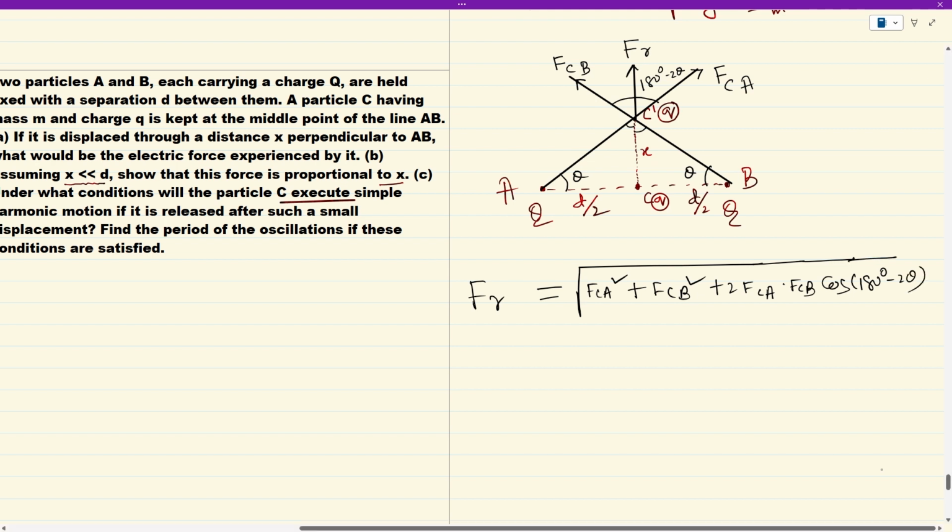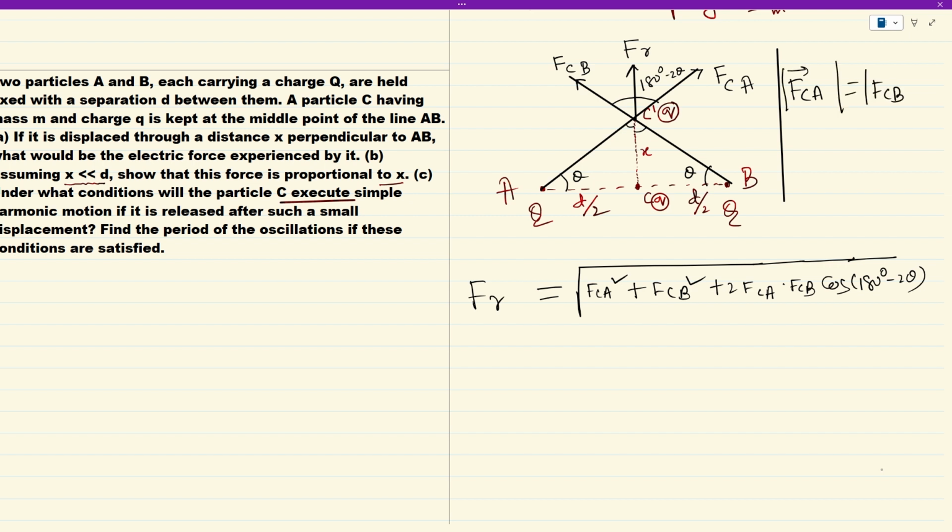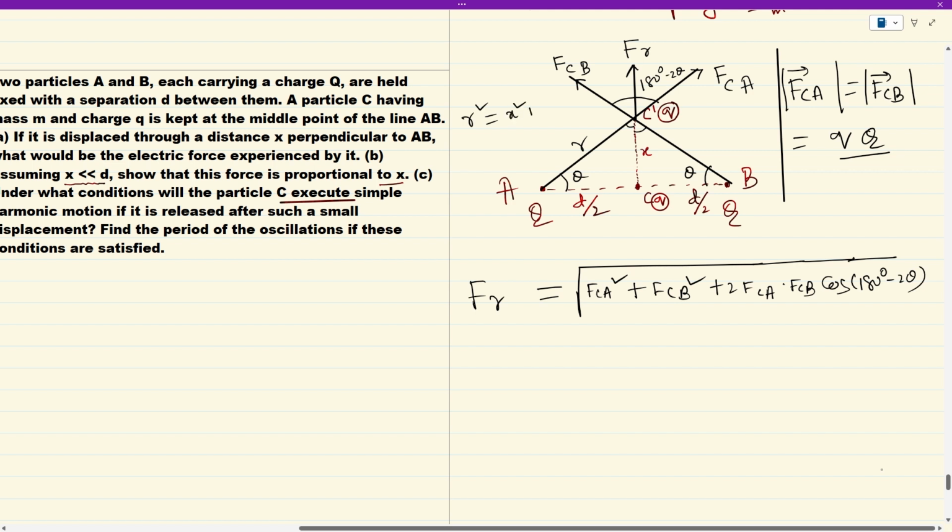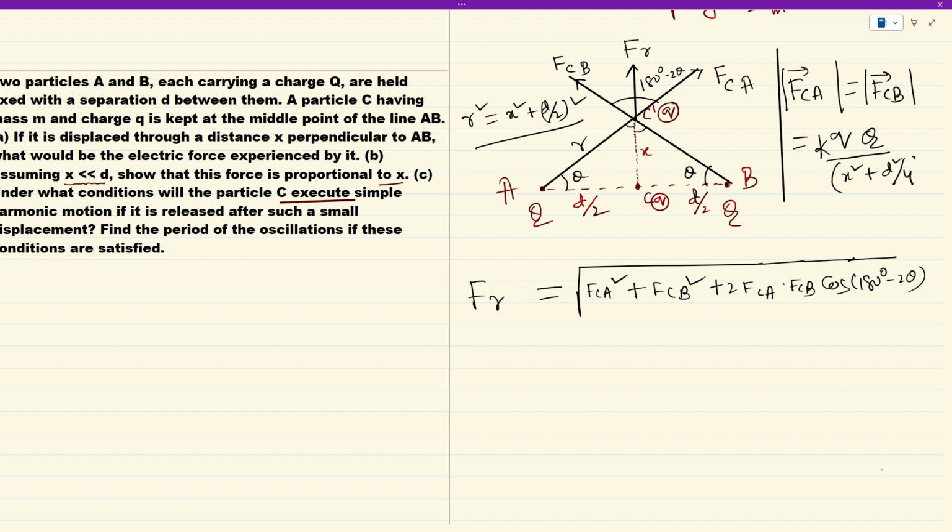Isn't it? F_CA and F_CB values also, let us write. What is F_CA? See, the similarity is there, the direction is different, Q and Q interacting. So the magnitude of F_CA and the magnitude of this force F_CB will be equal to KQQ by R squared. This R is how much? In this diagram, R squared is x squared plus (d by 2) whole squared. Alright? So KQQ by R squared means x squared plus d squared by 4.